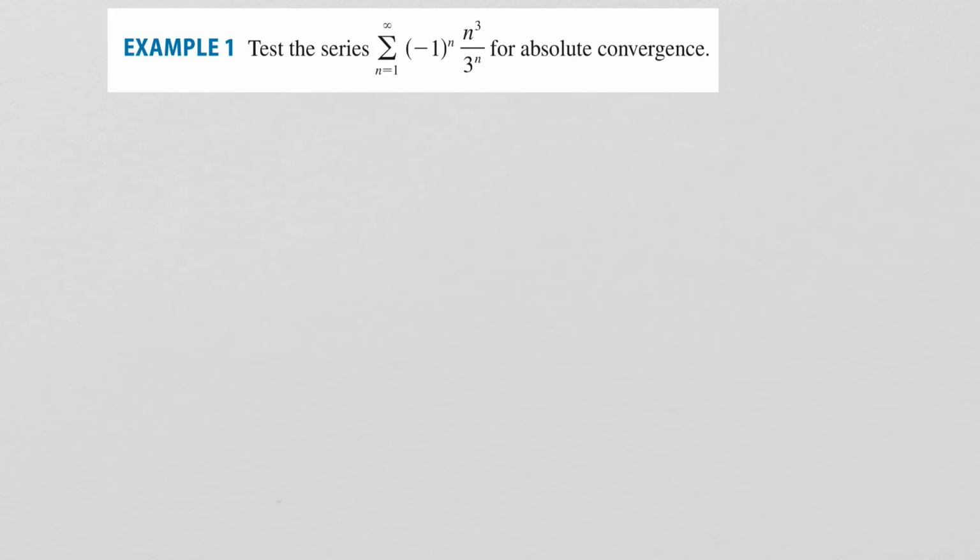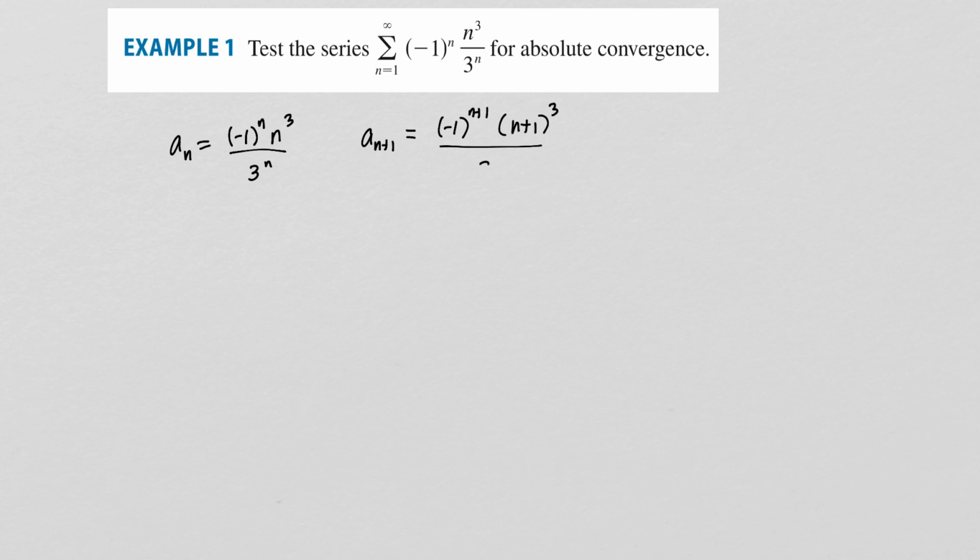So here we wish to test the series for absolute convergence. First, I want to point out that the nth term of this series is negative 1 to the n times n cubed divided by 3 to the n power. And the n plus 1 term of the series is going to be basically the nth term, but you are going to replace n with n plus 1. So we'll have negative 1 to the n plus 1 times n plus 1 to the third divided by 3 to the n plus 1 power.